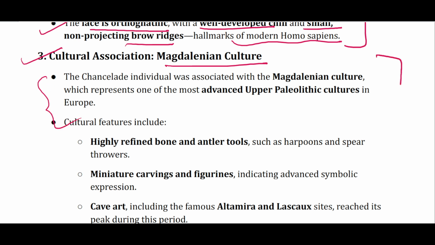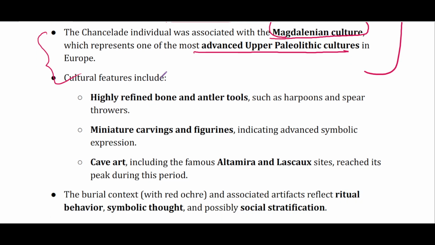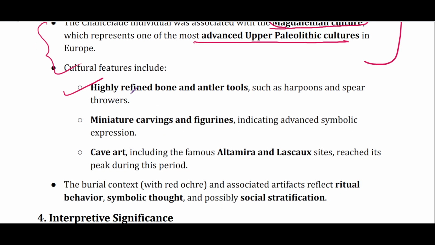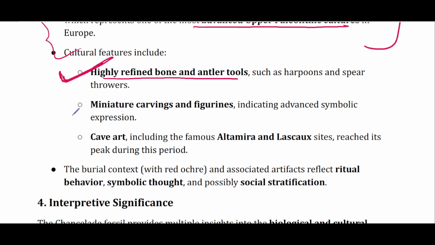And again, if you want to know what Magdalenian culture is, you can call it the tool culture of Upper Paleolithic in Europe. And this culture included highly refined bone and antler tools. So on the surface term, you will see the refinement, the sophistication of tools. Then miniature carvings and figurines.